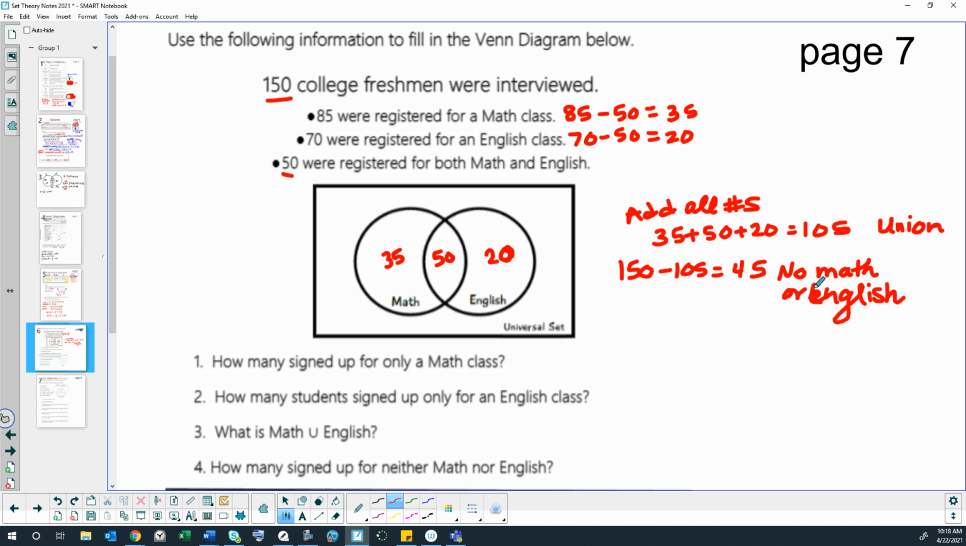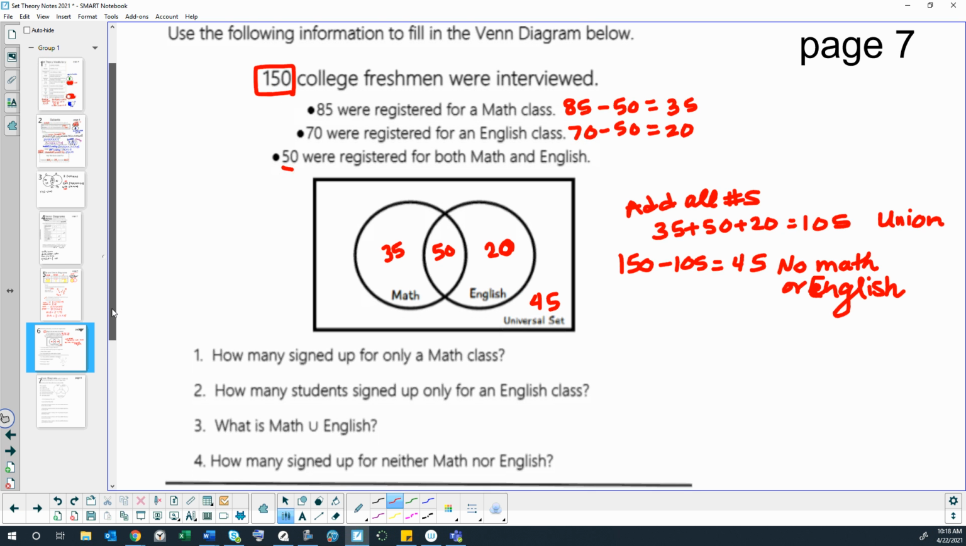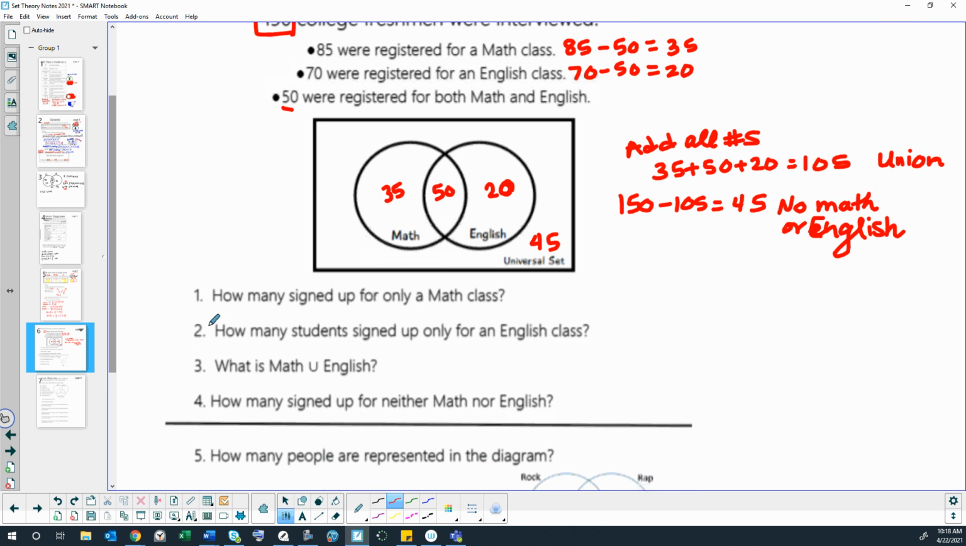Okay, so I'm going to put that 45 number out here. So now all four of those numbers add up to the 150 in my universal set, right? So that's important. I wanted to make sure that my diagram was completely filled in before I start answering the questions. All right, how many signed up for only a math class?